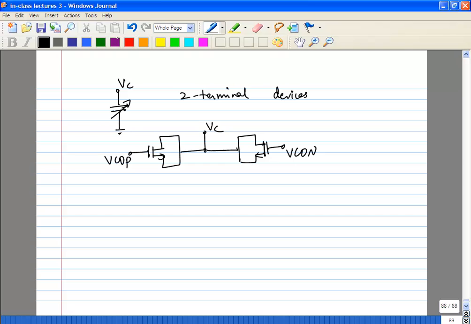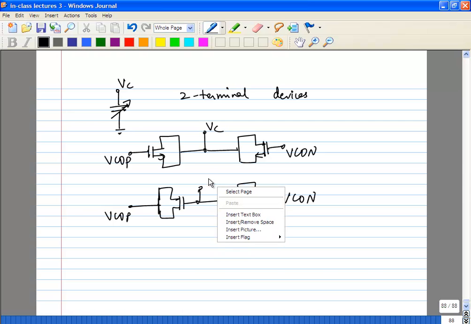Is that clear to everyone? So the control voltage goes to the central point. Okay, one more thing to remember. What is the difference between this and doing this? What is the difference between these two cases, and which one would you choose and why? Any ideas?